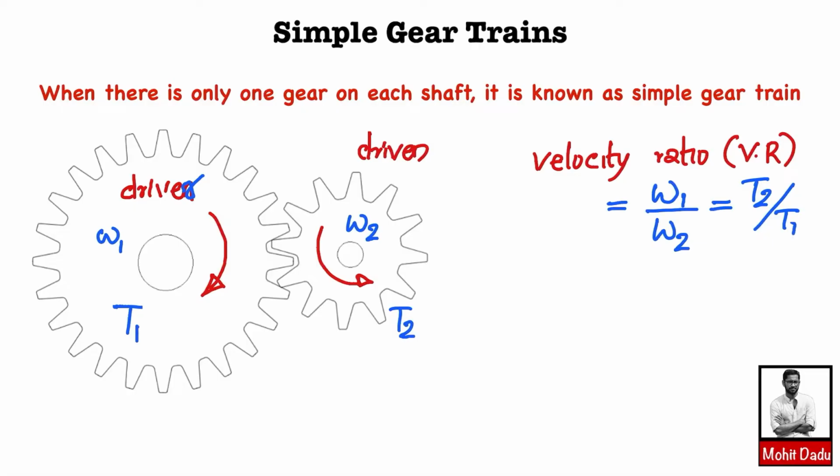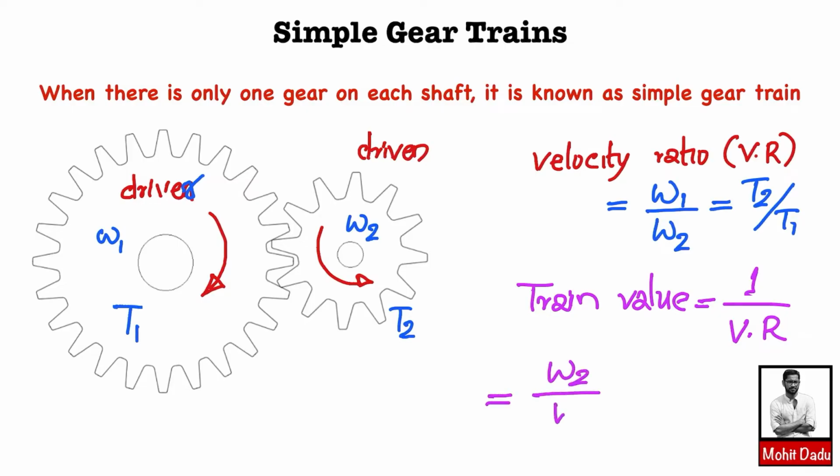A similar quantity you can define for gear trains is known as the train value, and this is defined simply as the inverse of the velocity ratio, that is, the speed of the driven to the speed of the driver. Driven is also known as follower. So we get the train value for this simple gear train as omega 2 by omega 1, or it can also be written as t1 by t2. So this is the train value, or how you can obtain the velocity ratio for simple gear trains.